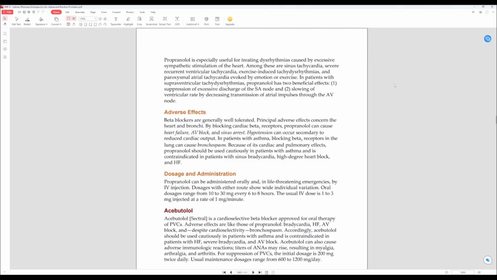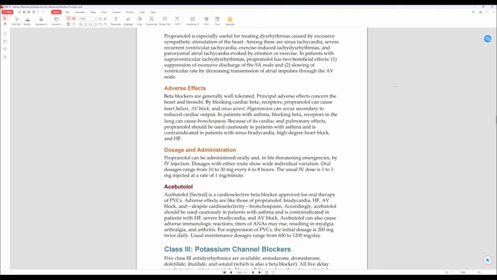Its therapeutic use. Propranolol is especially useful for treating dysrhythmias caused by excessive sympathetic stimulation of the heart. Among these are sinus tachycardia, severe recurrent ventricular tachycardias, exercise-induced tachydysrhythmias, and paroxysmal atrial tachycardias evoked by emotion or exercise. In patients with supraventricular tachydysrhythmias, propranolol has two beneficial effects: suppression of excessive discharge of the SA node, and the slowing of ventricular rate by decreasing the transmission of atrial impulses through the AV node.